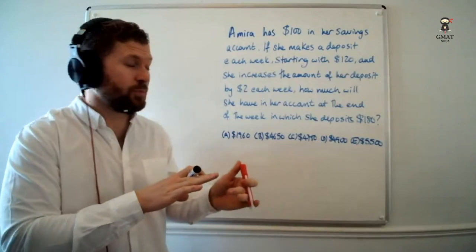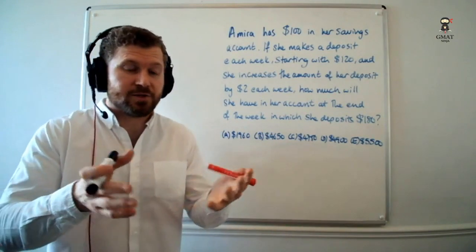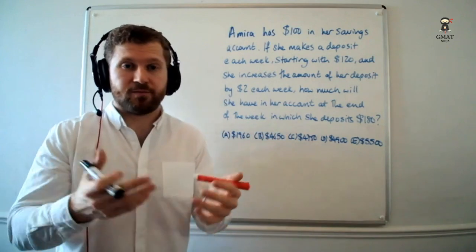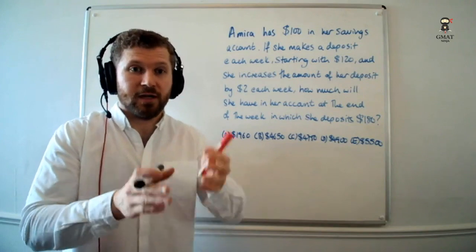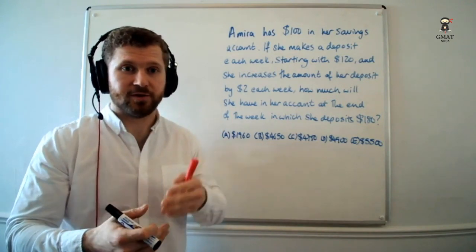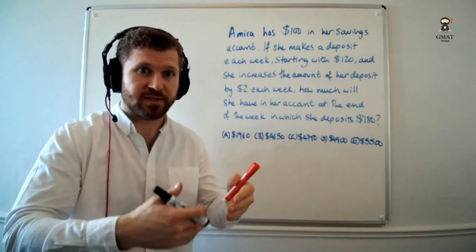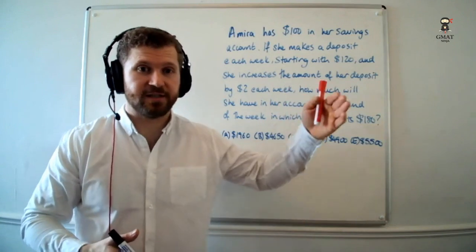But if it was, let's go break this problem down so that you understand how it works and where it's going. So yeah, the scenario we're given is that she has $100 in her savings account, and then each week she's going to put a little bit more in. Starts with 120, and the amount that she deposits each week goes up by $2. So 120, 122, 124, 126, and that goes up and up and up until it gets to 178, 180.